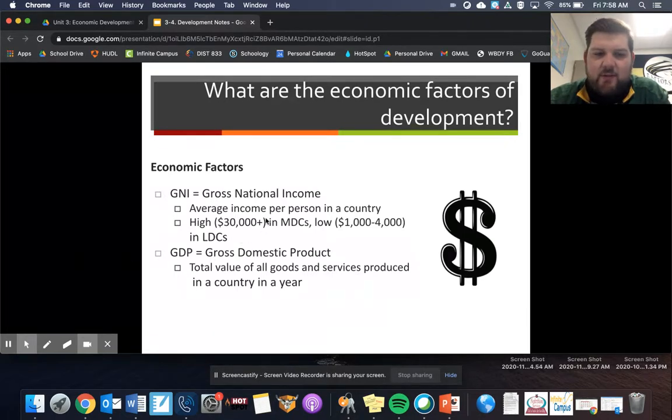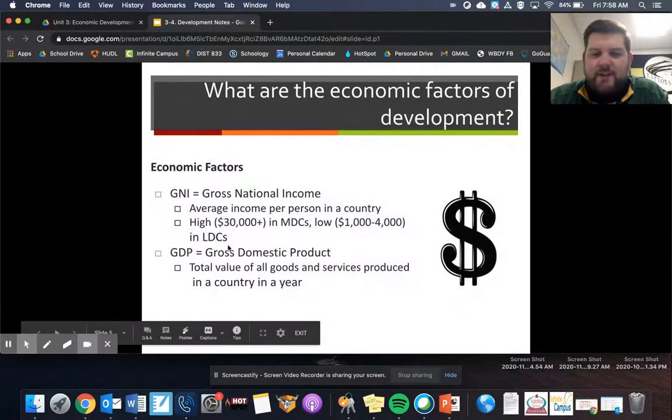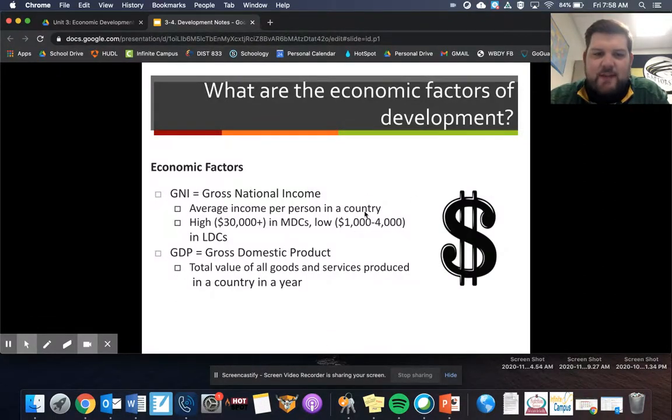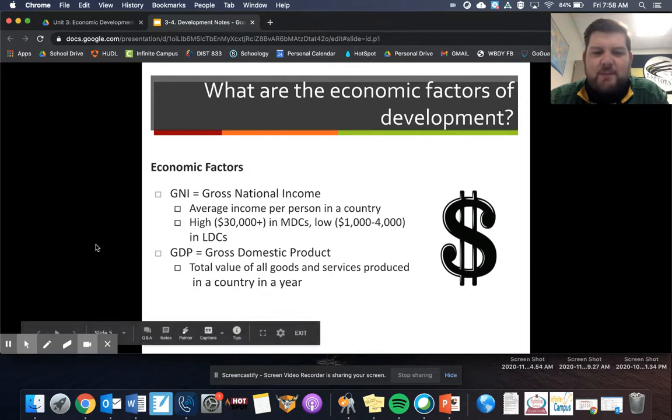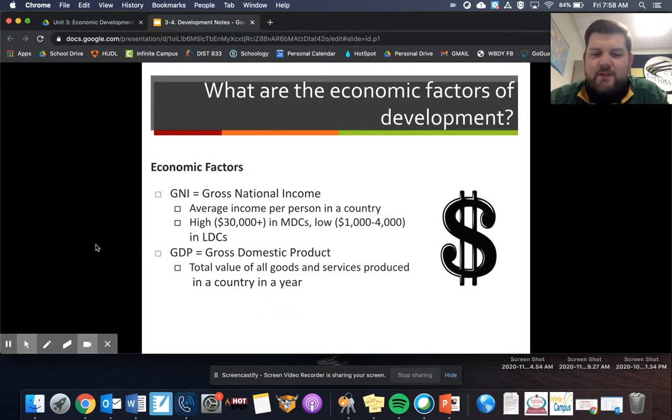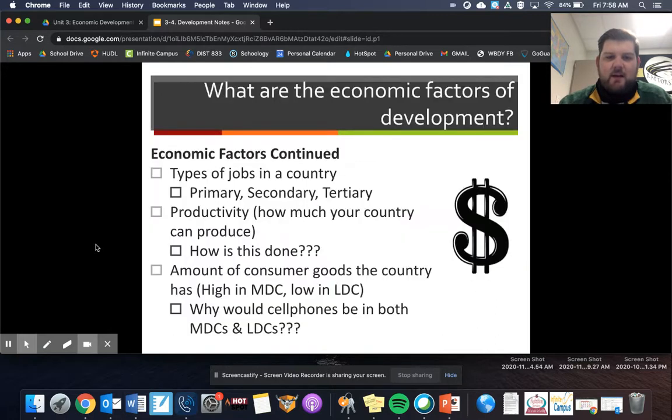You can kind of see here, 30,000 plus is considered an MDC, and then 5,000 or lower is an LDC, which is not a lot for gross national income. And then GDP is just the total value of goods and services produced in a country in a year. And so if that is high, that should make some sense, right? If there's more goods and services being made, your country is generally going to be more of an MDC versus an LDC.